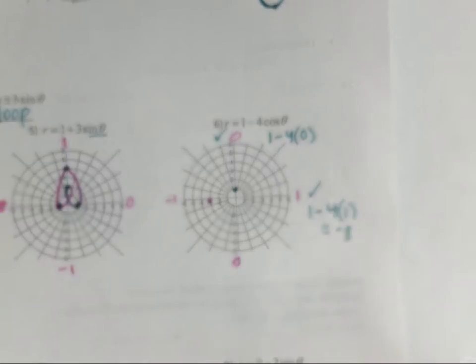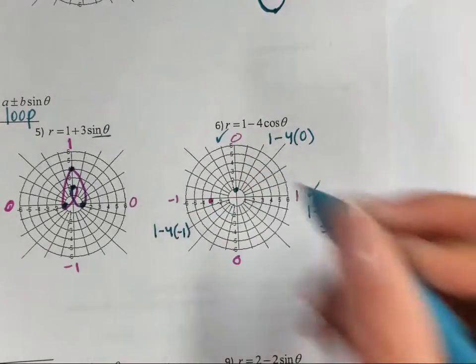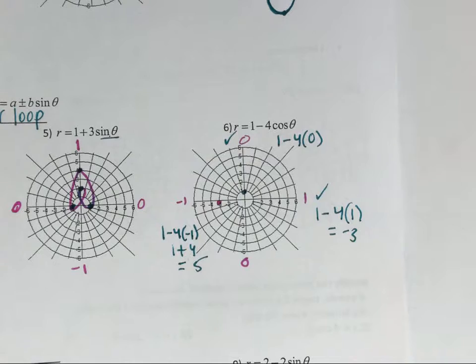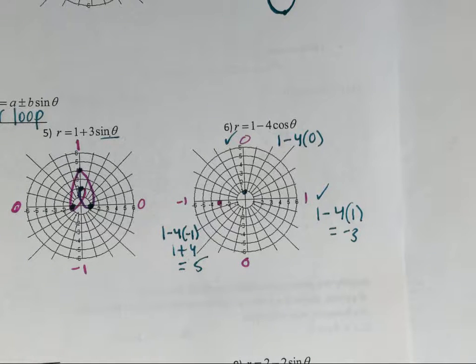Okay. When we plug in negative 1 right here, we'll get 1 minus 4 times negative 1. That's going to give us what here? 1 plus 4, which is what? 5. Very good. Alright, and this is the number we just plugged in, right? So we go 5 towards it. That's going to be right here. So whatever number you plug in, if it's positive, it's going towards that. If it's negative, you go in the opposite direction. So we'll have a point right here at 5.